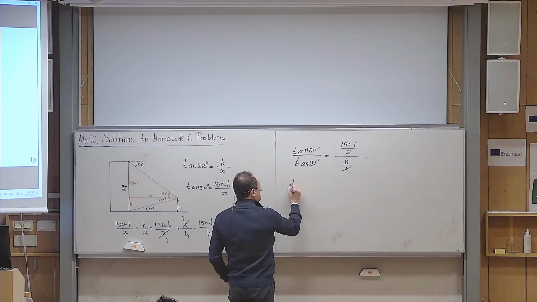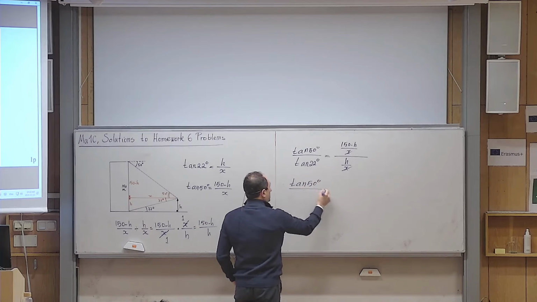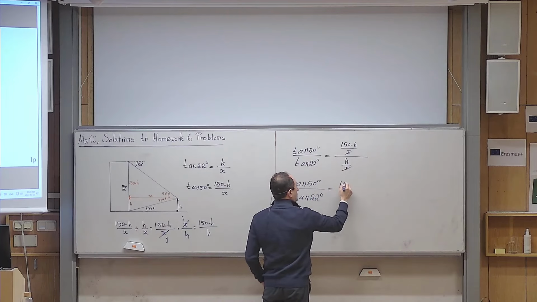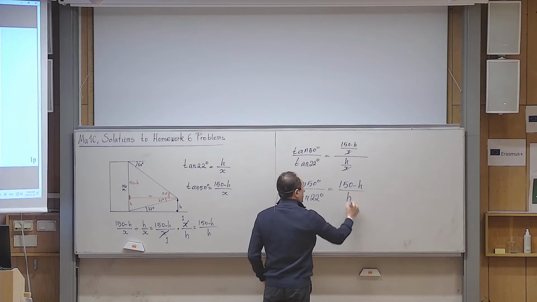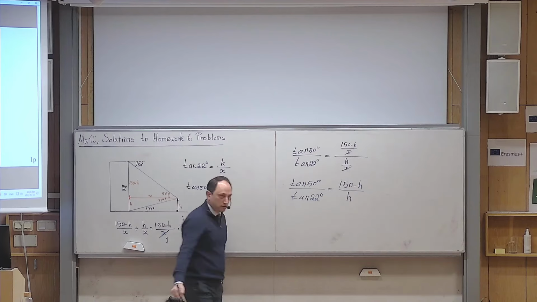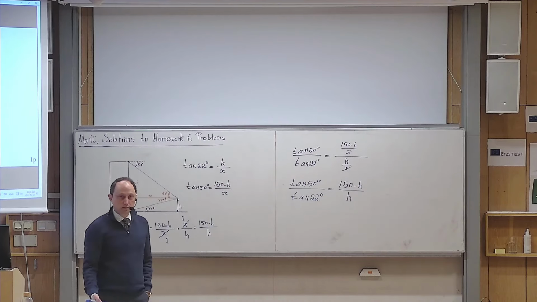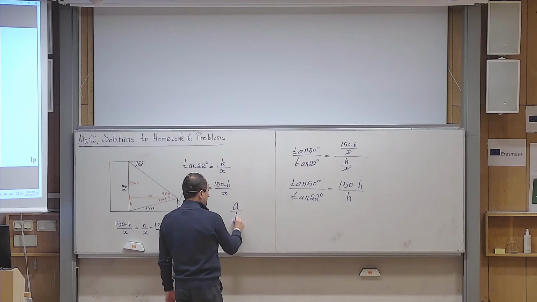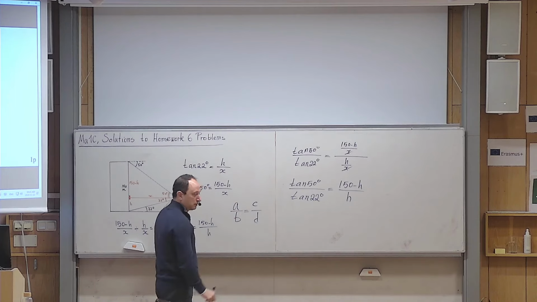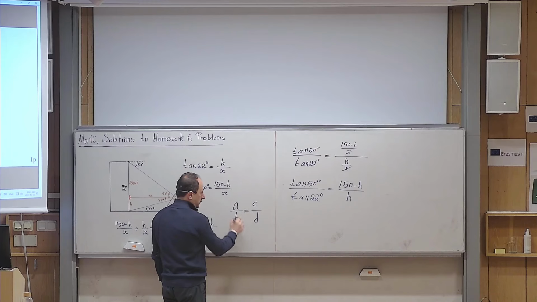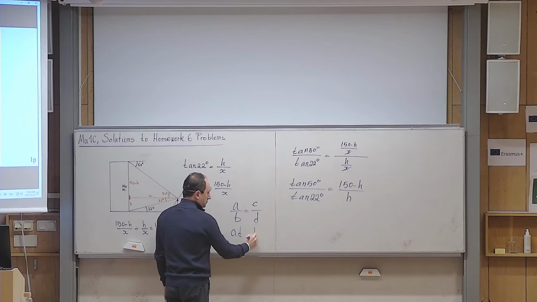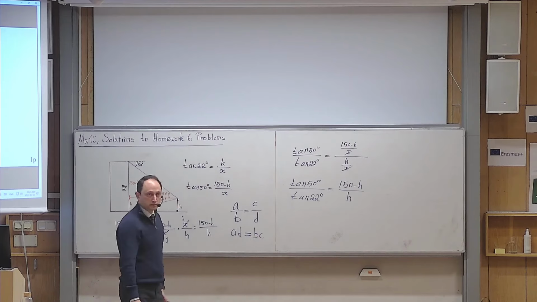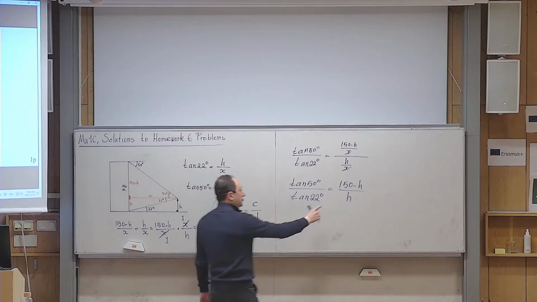So what happens now? This becomes tangent 50 degrees over tangent 22 degrees is equal to what is left for me? 150 minus h over h. This is one piece of information, and how many unknowns do you have? Just one. So in principle, you are in the lead. But do you remember in similarity part, I told you remember this very important, useful formula that if I have a fraction equal to another one, what can I conclude? This times that and this times that are equal. Yes or no?